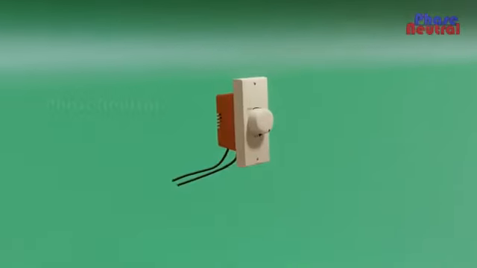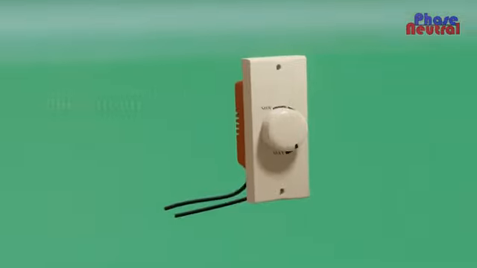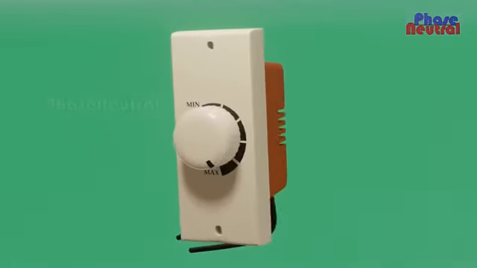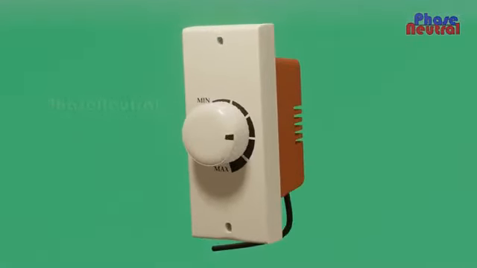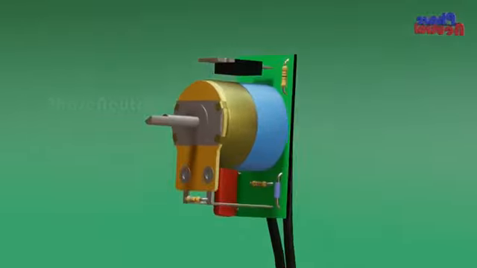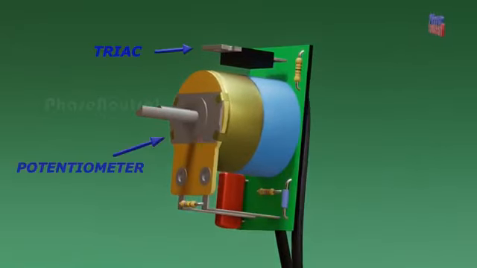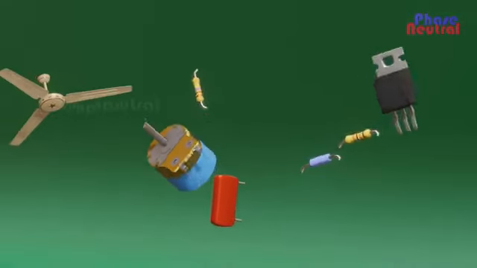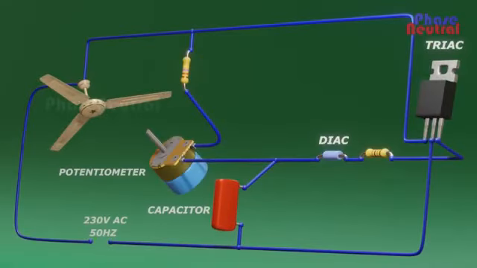The movable type electronic fan regulators have a smooth knob, with which you can change the speed of the fan very smoothly. And there are no step numbers provided on them. Inside parts of the movable type electronic fan regulator are potentiometer, triac, diac, capacitor and resistors. This circuit works by varying the firing angle of the triac.